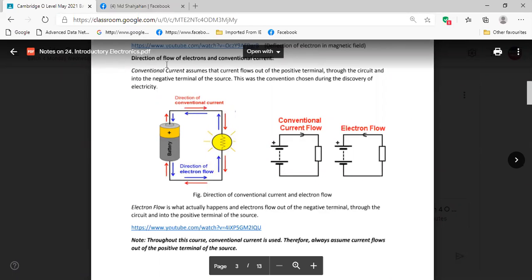Write this heading: direction of flow of electrons and conventional current. Then you draw these two diagrams, these two only. Here electrons flow from negative to positive, and current flows from positive to negative, which is conventional current flow.